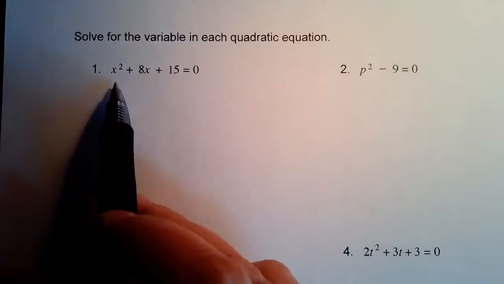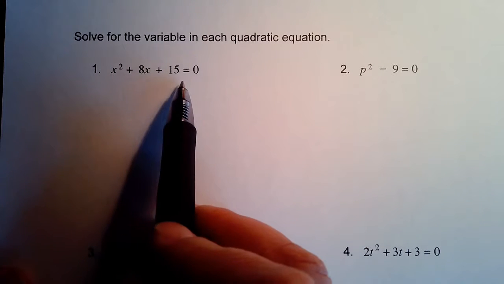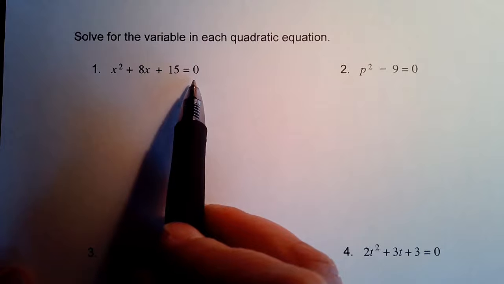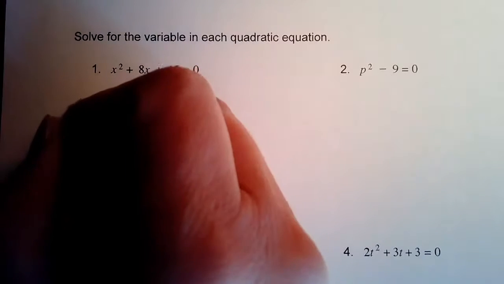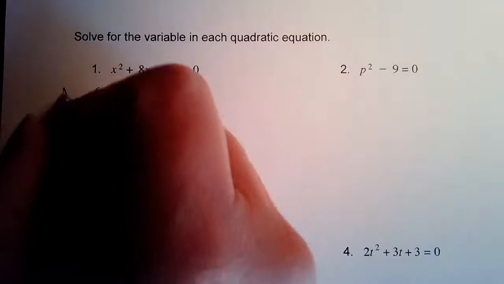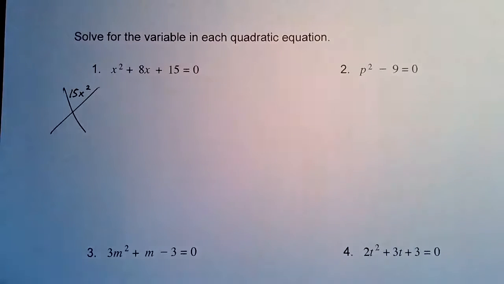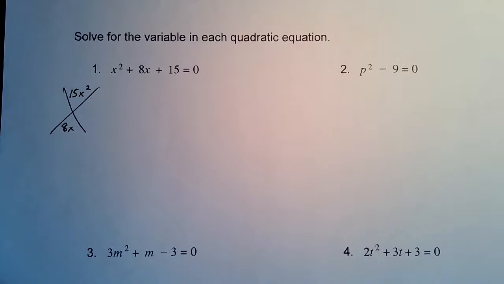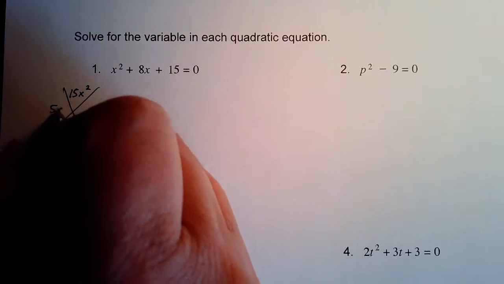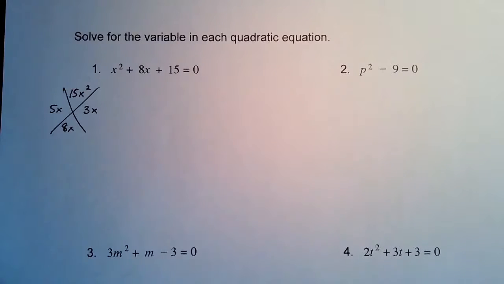We've got x squared plus 8x plus 15 is equal to 0. Okay? So on this one, I'm going to solve by factoring. So I'm going to do a quick diamond problem. So I do 15x squared. What multiplies to be 15x squared and adds to be 8x? So that's going to be 5x and 3x. Multiply to be 15x squared and add to be 8x.